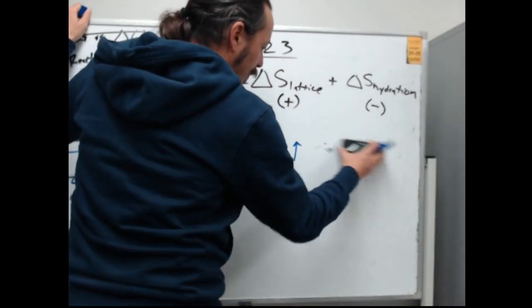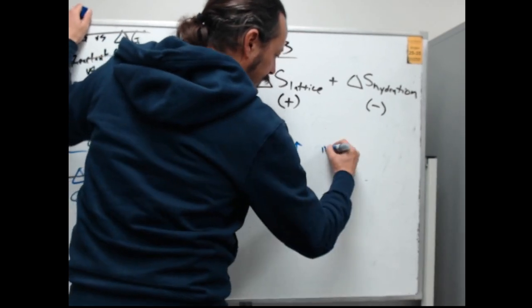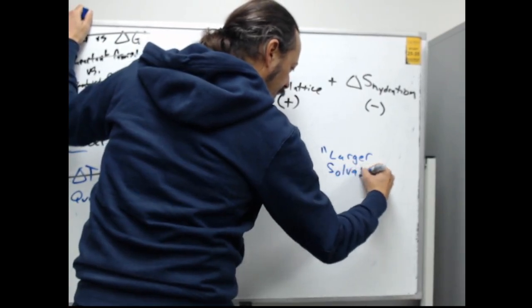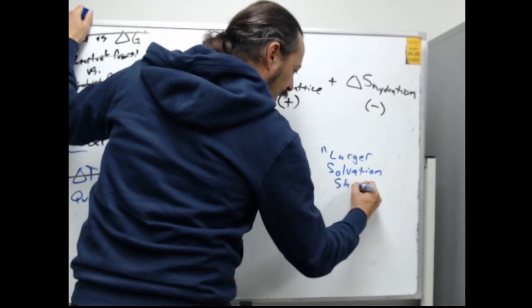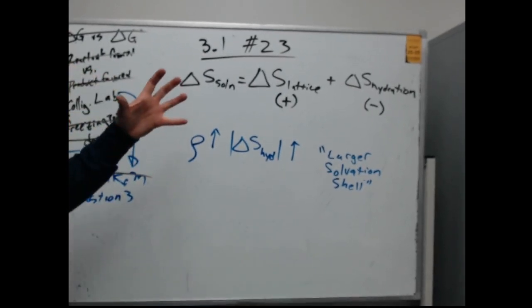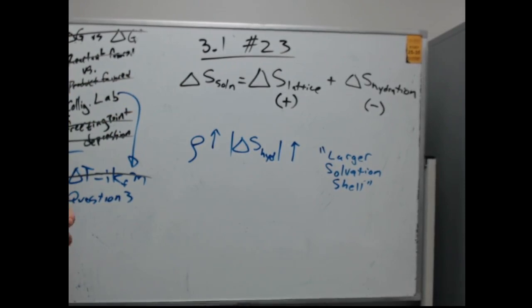The scientific way we would say this is we would end up with a larger solvation shell, more water molecules packing around it, more water molecules sticking to it. More water molecules sticking to it would mean a bigger decrease in entropy, fewer ways that those things can tumble around, decreased microstates. Same thing we saw with delta H of hydration. The place where it's different is the delta S of lattice.